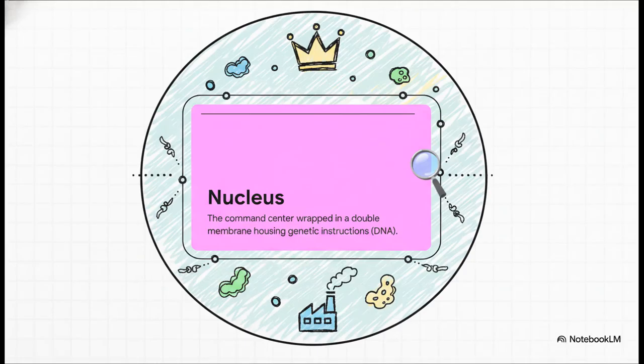Moving to the command center, we have the nucleus. Make no mistake, the nucleus is the absolute boss of the factory. It's wrapped up securely in a double-layered membrane with these tiny pores, so it can safely house and then send out its genetic commands, which is your DNA, of course, out to the rest of the cell.